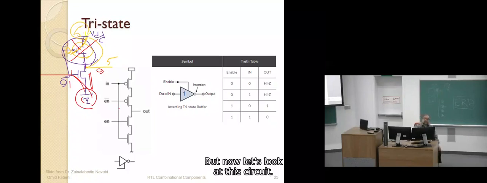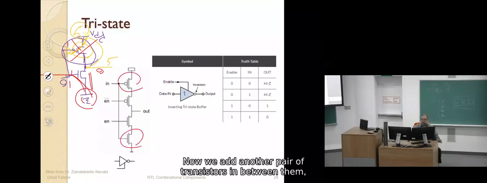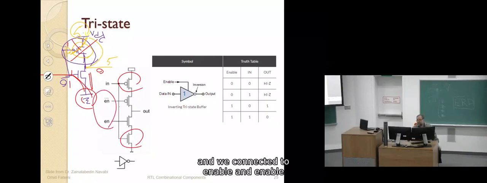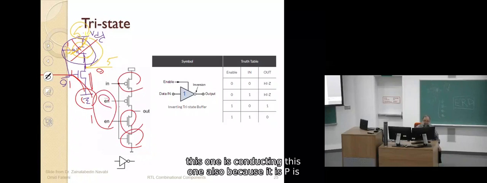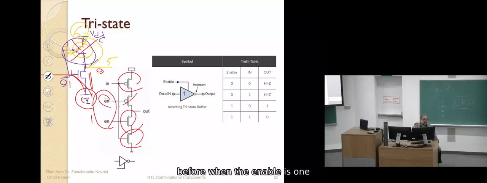But now let's look at this circuit. The first one had this PMOS and this NMOS. Now we add another pair of transistors in between them, and we connect them to enable and enable bar. If the enable is 1, this one is conducting, and this one also, because it is PMOS, is conducting. So the circuit works as before when the enable is 1.